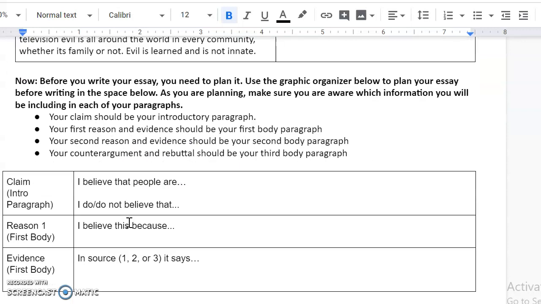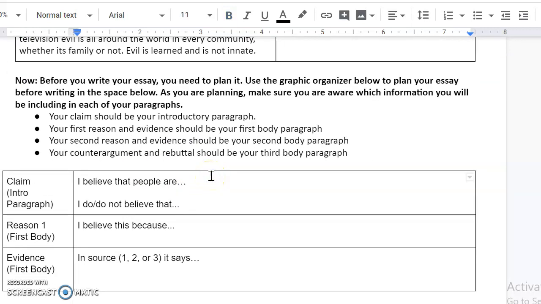So here's our graphic organizer where we can start planning our essay. I believe that people are born evil, or I believe that people have to be taught to be evil. And I do or do not believe that people are monsters, or can be monsters. Obviously, you need to say either do or do not. You can't say I do not believe. So make sure you choose one. So I do not believe that people can be monsters.